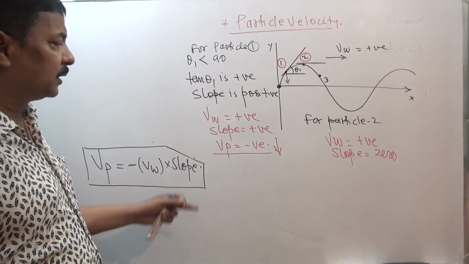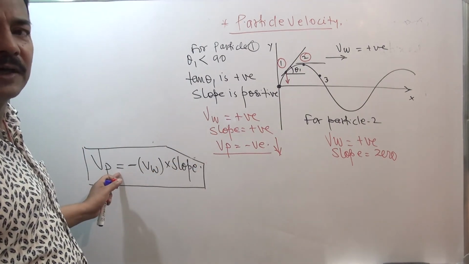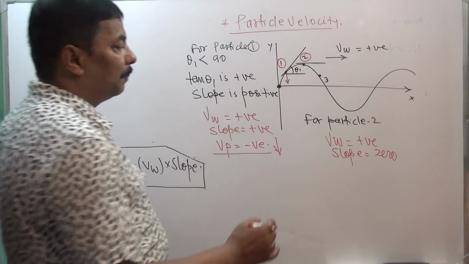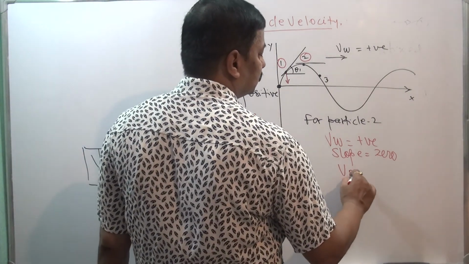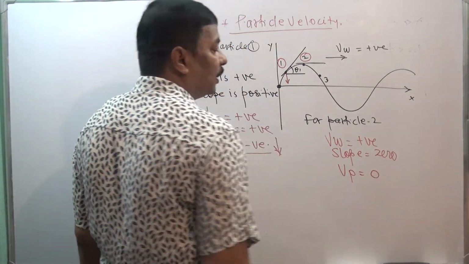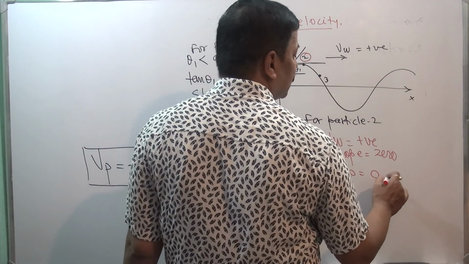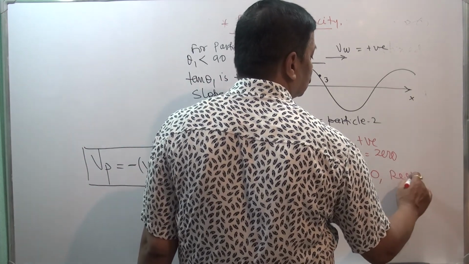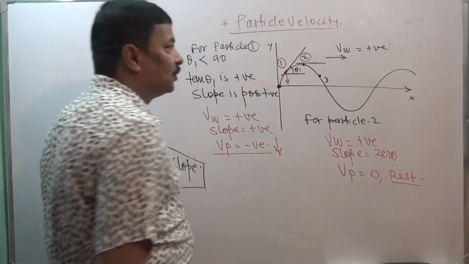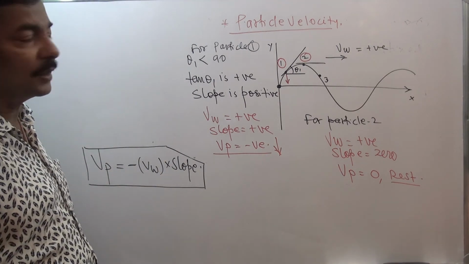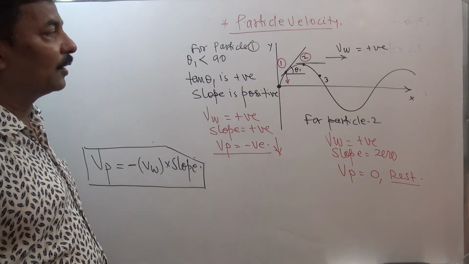So if you find the particle velocity by this relation, what do you get? Particle velocity is 0. That means it is at rest. It is temporarily at rest.